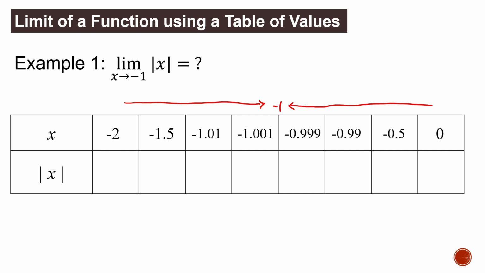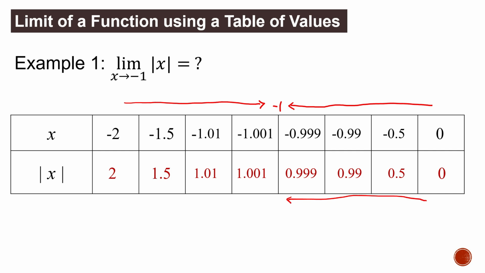Absolute value of x, meaning whatever value of x there, the absolute value of that will always be positive. So which means that the absolute value of negative 2 is just positive 2. Absolute value of 1.5 is just 1.5, etc., etc. Now you look at all the values here at the bottom. They are approaching a certain number, right? And that number is positive 1.